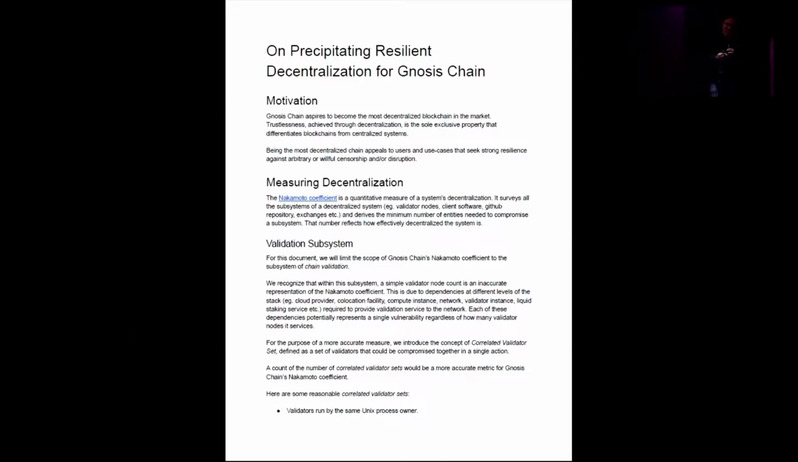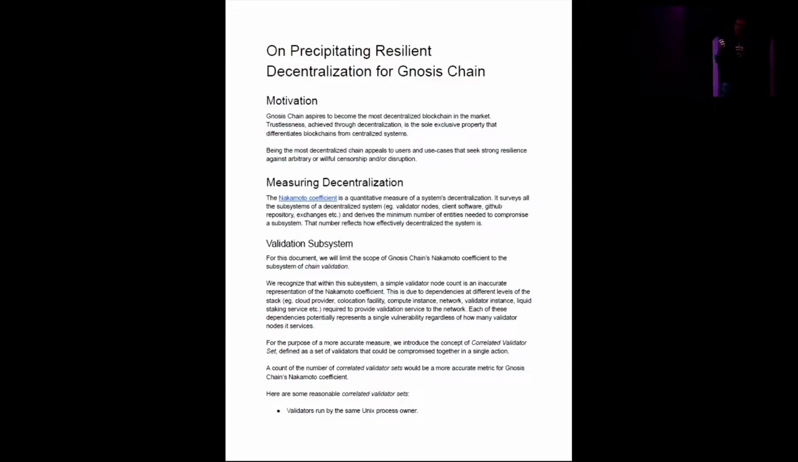So in summary, what it does is that it surveys all what they call the subsystems of a decentralized system. For example, written here in this doc: the validator node network, the client software, the number of GitHub committers on the GitHub repo, the number of exchanges that have listed your token, which affects the liquidity of your token, and many, many other subsystems you can think of that would make up that decentralized system.